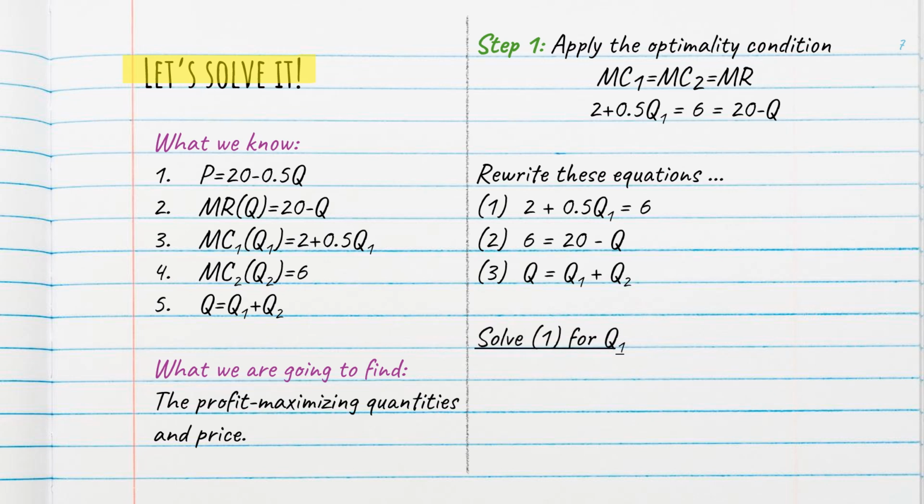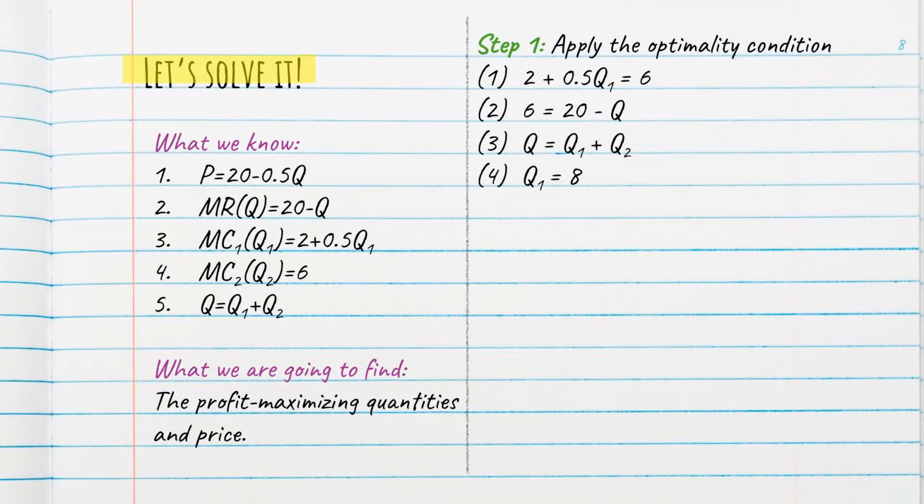I'm going to start by solving equation 1 for Q1 because it seems like an obvious place to start, since that equation has only one unknown variable in it. So I have 0.5 Q1 is equal to 6 minus 2, which is 4. I multiply both sides of my equation by 2, and I get that Q1 is equal to 8. We'll call that equation 4. So we're halfway there already. We know what Q1 is.